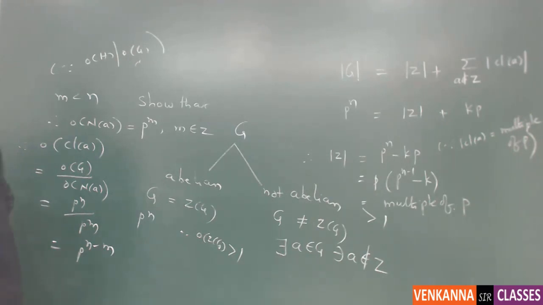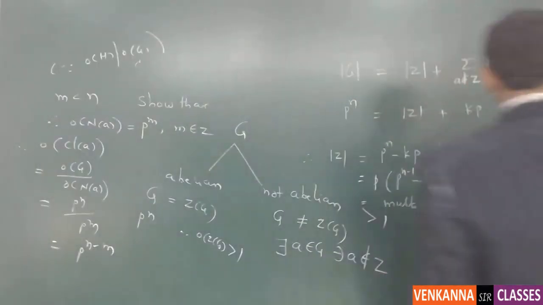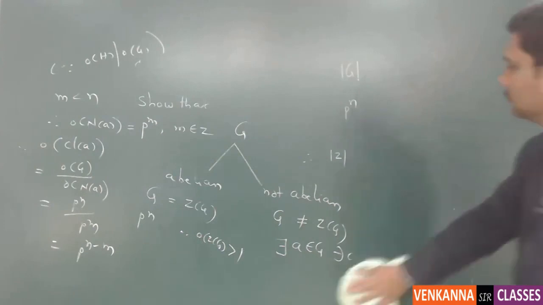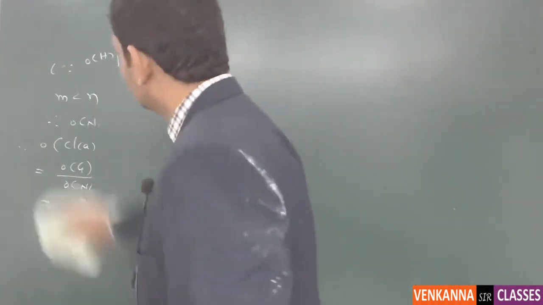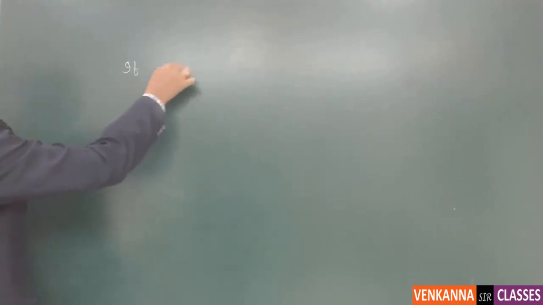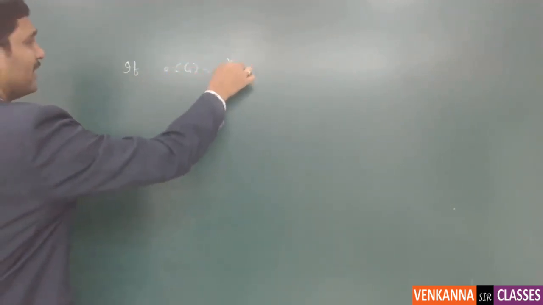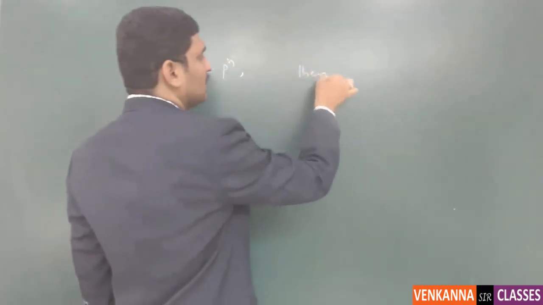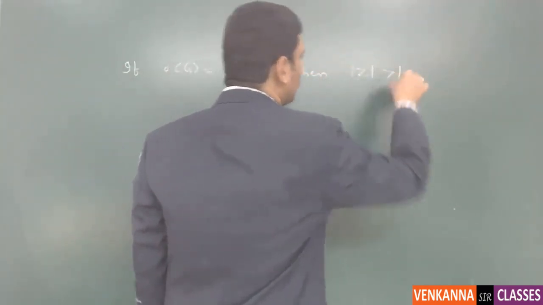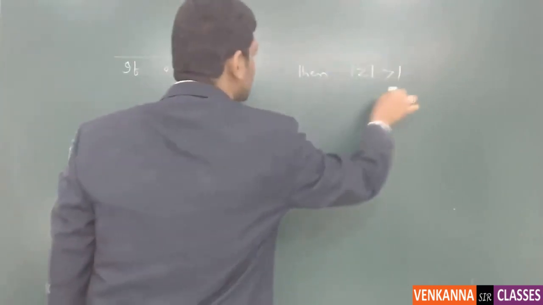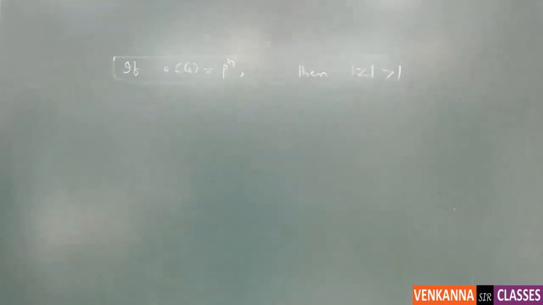Can I take the other problem? Right. So the problem we did states that if order of G is equal to P power n, then order of the center is greater than 1. This is the problem we have discussed just now. Clear to everyone?